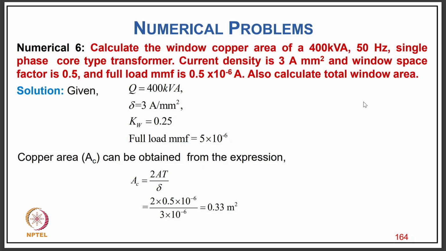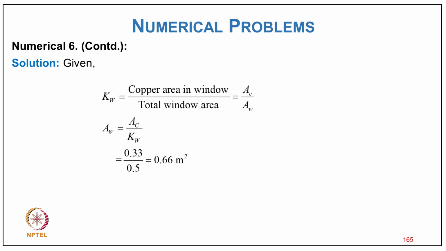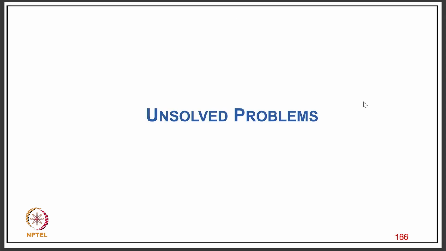The copper area can be calculated, Ac equal to MMF upon sigma. So putting the value it comes 0.33 meter square, and Kw is Ac upon Aw, putting the value it comes 0.66 meter square. Now there are some unsolved problems.